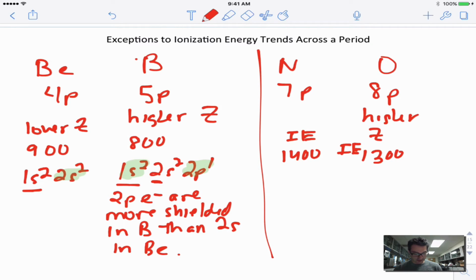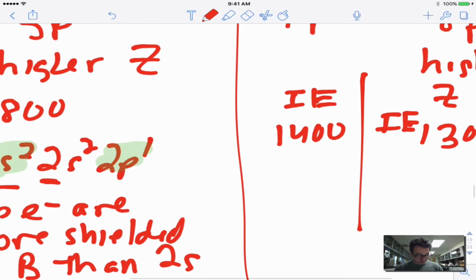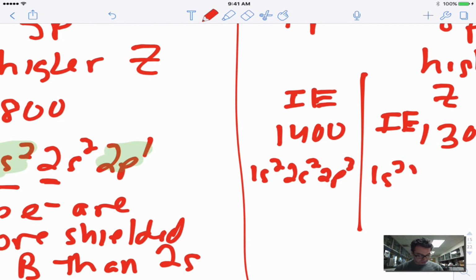So what's going on here? Why is this happening? Like, why do we have a decrease there? Well, let's look at the electron configurations. Maybe we'll see that shielding effect again. So for nitrogen, we have 1s2, 2s2, 2p3. And for oxygen, we have 1s2, 2s2, 2p4.